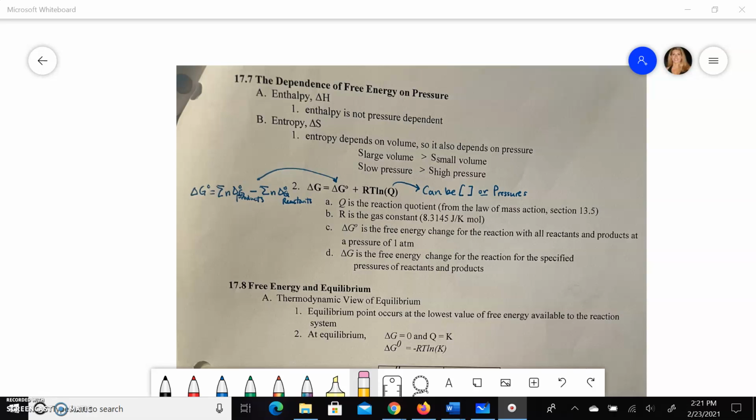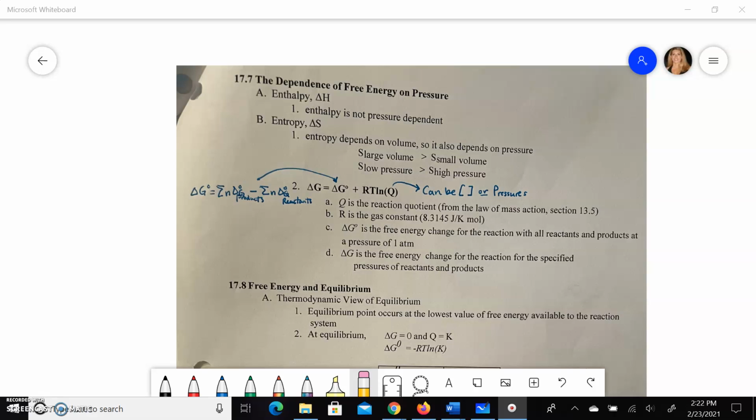If you have a large volume, like I said, that's going to be more entropy than a small volume. So that means if you have low pressure, that's going to be more entropy than if you have high pressure. And this leads us to our next equation, where you can use pressures to calculate delta G. And it's kind of a specific equation.